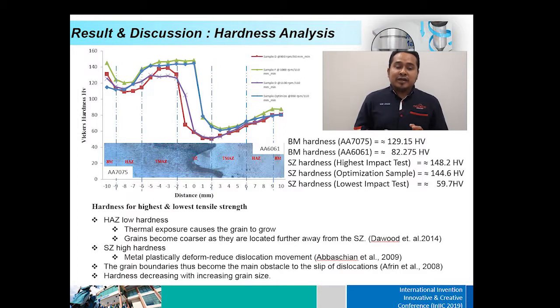In the heat affected zone, the hardness analysis shows a low hardness result. Thermal exposure causes the grain to grow. Grains become coarser as they are located further away from the stir zone. The stir zone has the higher hardness result because the metal plastically deforms, reducing the dislocation movement. The grain boundary thus becomes the main obstacle to the slip of the dislocation. Hardness decreases with increasing grain size.